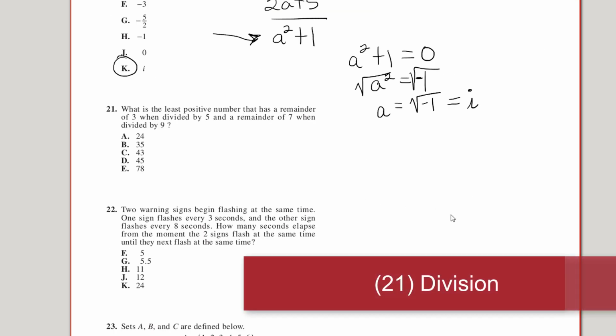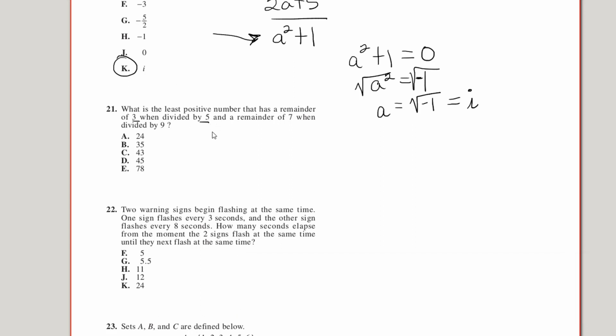Question 21 says, what is the least positive number that has a remainder of 3 when divided by 5 and a remainder of 7 when divided by 9? So we're looking for the least positive number. We're going to have to make use of our answer choices to determine here. And let's look at the conditions that we're looking for. When we divide by 5, we want to have a remainder of 3. And when we divide by 9, we want to have a remainder of 7.